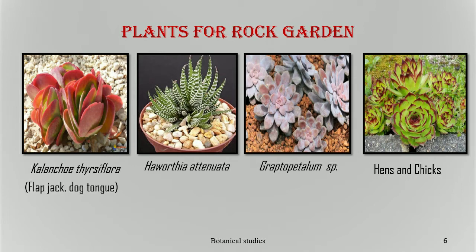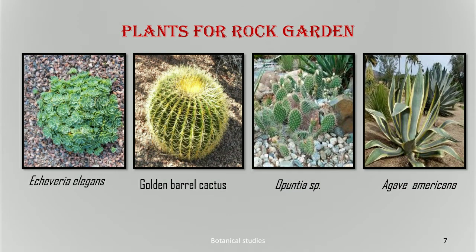Hens and chicks is a mat-forming succulent that produces rosette clusters. The parent rosettes are called hens, and the smaller rosettes that offshoot from them are the chicks. The plant grows well in rock gardens as well as in stone walls or between garden stepping stones. Echeveria elegans is a succulent with beautiful intricate rosettes available in a variety of colors: white, gray, green, pink, and red. Leaves are fleshy and green or gray-green.